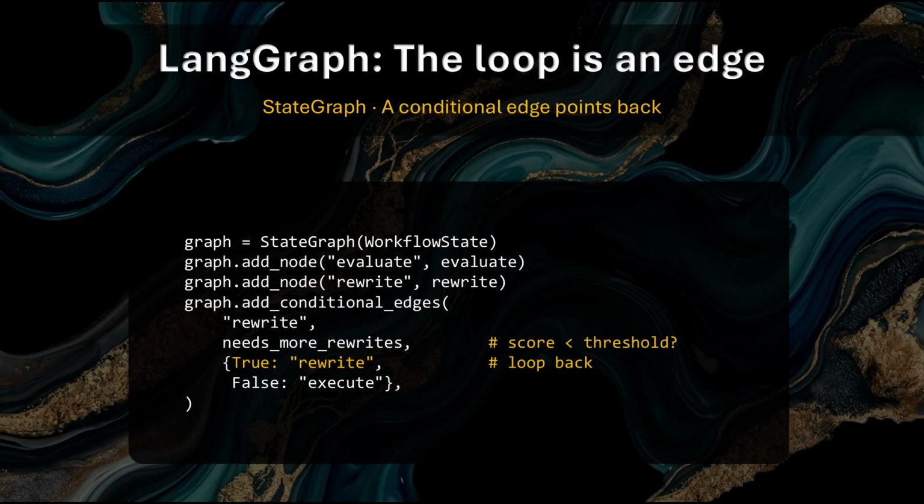Finally, LangGraph. Here the loop is a first-class citizen. We add a conditional edge off the rewrite node. A little function checks, is the score still below threshold? If true, route back to rewrite, and loop. If false, move on to execute. The graph itself shows the loop. There's no separate orchestrator here, because the graph is the orchestration.